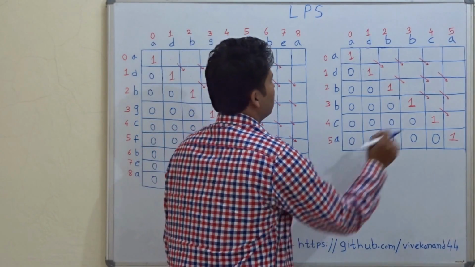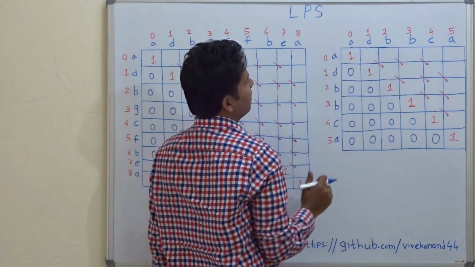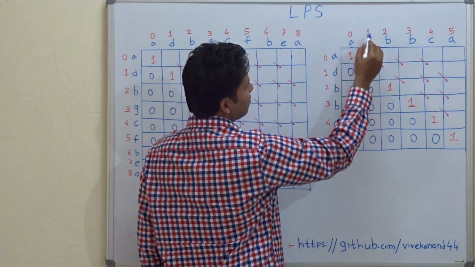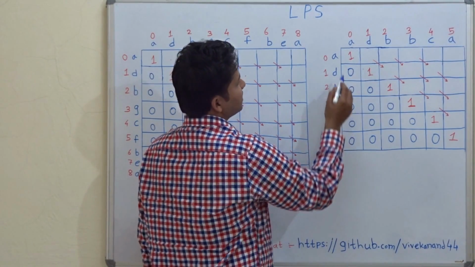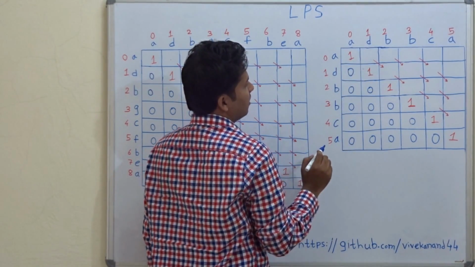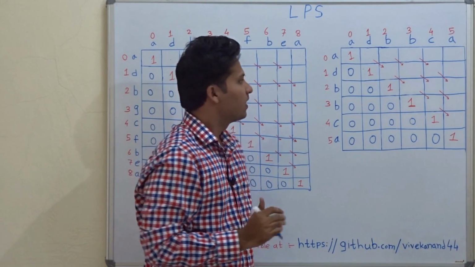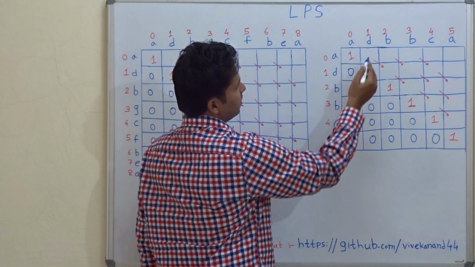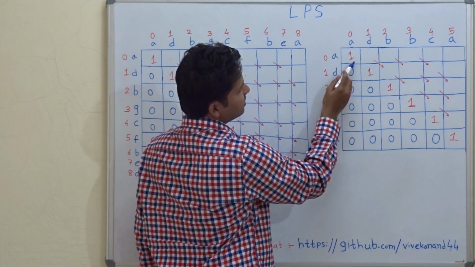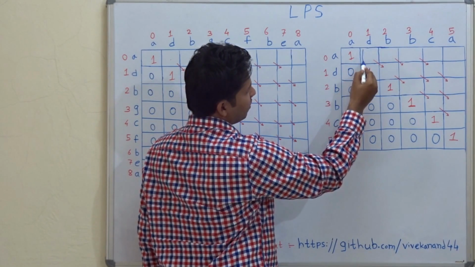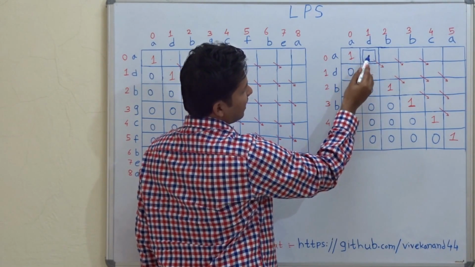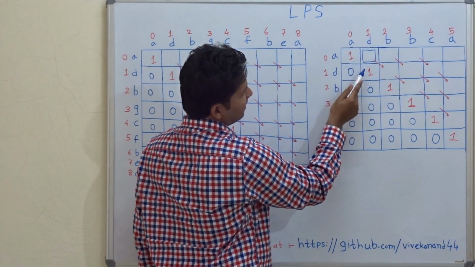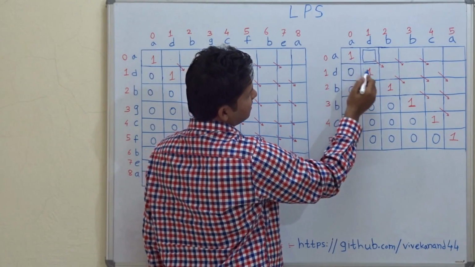So let's go to this cell. For this cell, the row element is A and the column element is D. As we can see, they don't match. So here is the first step. When the characters don't match, then you have to take the max of these two cells. This means for this cell, if the characters don't match, then you have to take max of 1 and 1. So the max is 1.